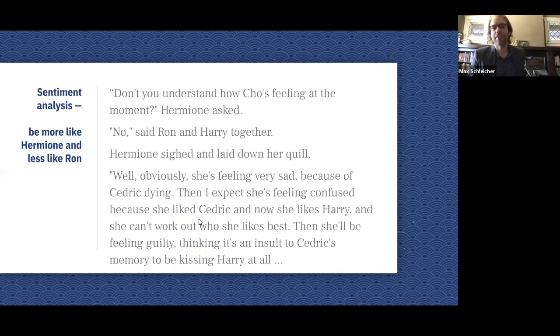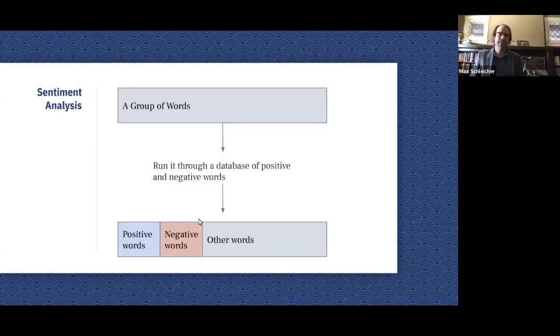Anyway, so what Hermione is doing here is she's obviously reading the sort of emotional situation between Harry and Cho. So sentiment analysis does something like that. Sentiment analysis, we're going to take all the words in the books, and then we're going to run it through a database to figure out which of those words are positive emotionally or which of them are negative emotionally. And then we're going to have an output that has those words marked as positive or negative, as well as words that didn't get marked by that database.